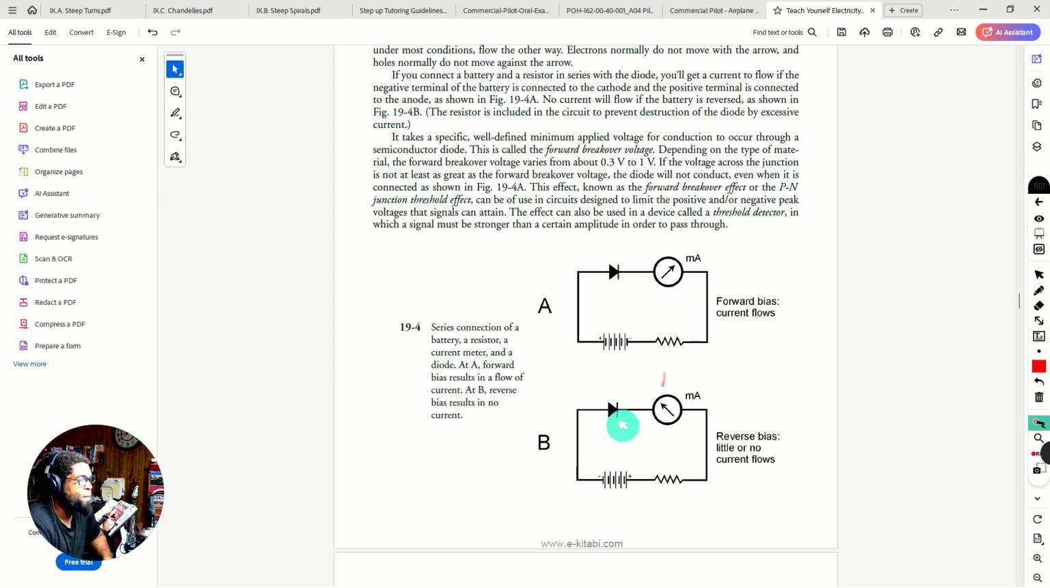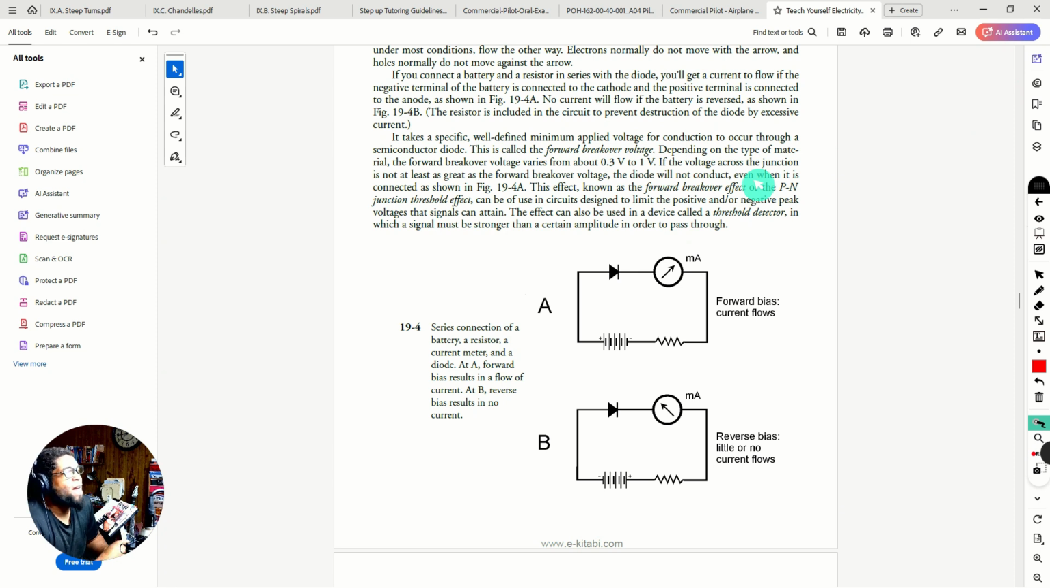Now he flips it over, and the cathode side is now more positive than the anode, and that's reverse bias, with little to no current. Ideally, no current is going to flow through here, unless we hit a specific voltage. He's going to talk about that in a second.